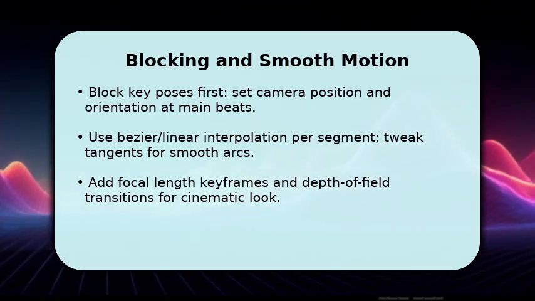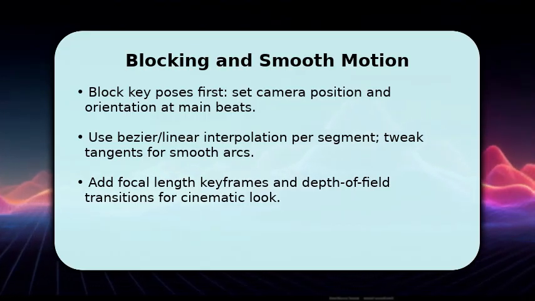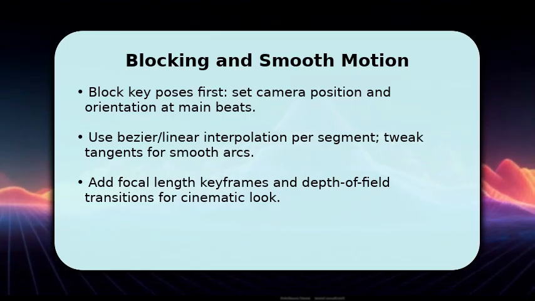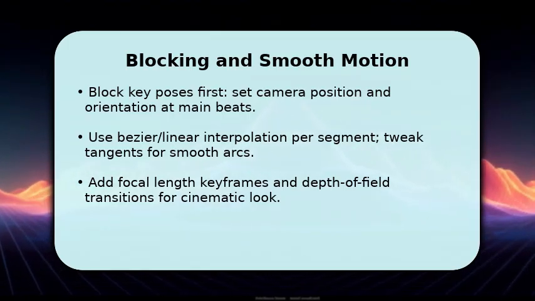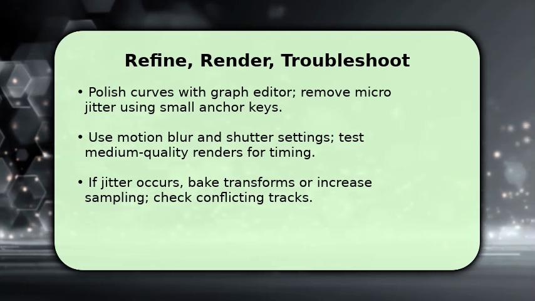Add focal length and depth of field keys alongside motion. Changing focal length during a move sells speed and focus. Finally, refine with the graph editor. Smooth out curves, reduce acceleration spikes, and remove micro jitter by adding small anchor keys where needed.